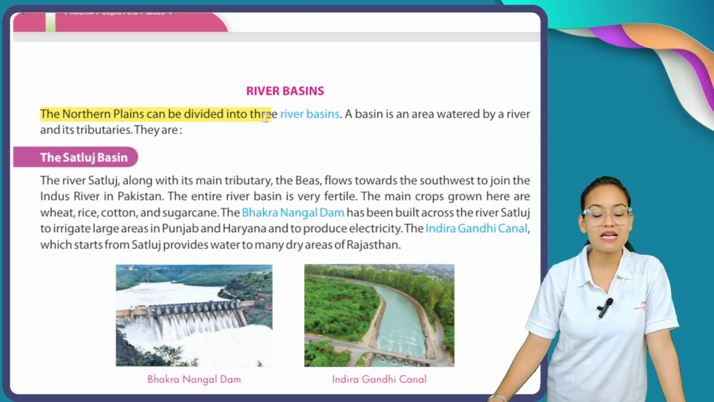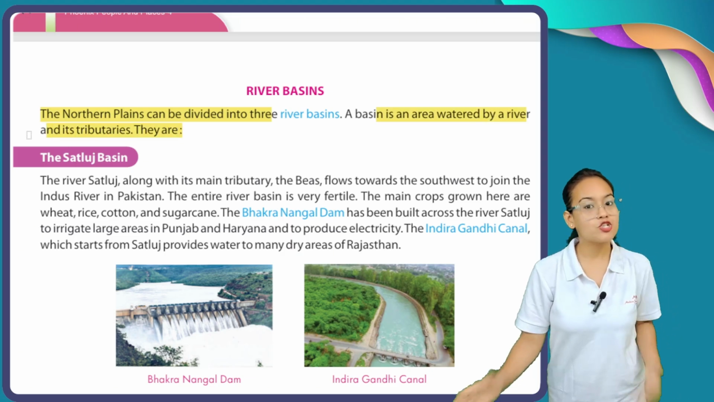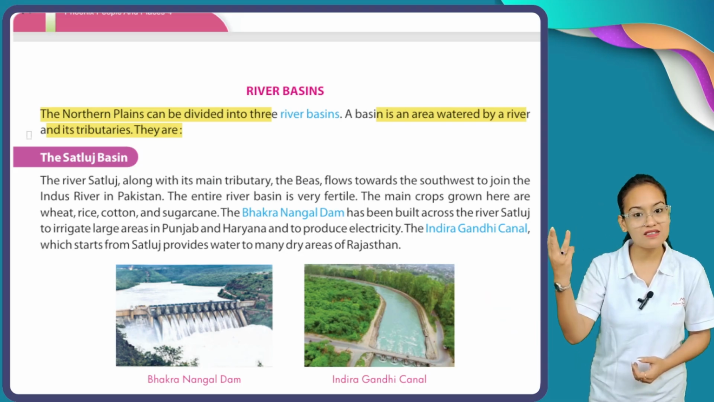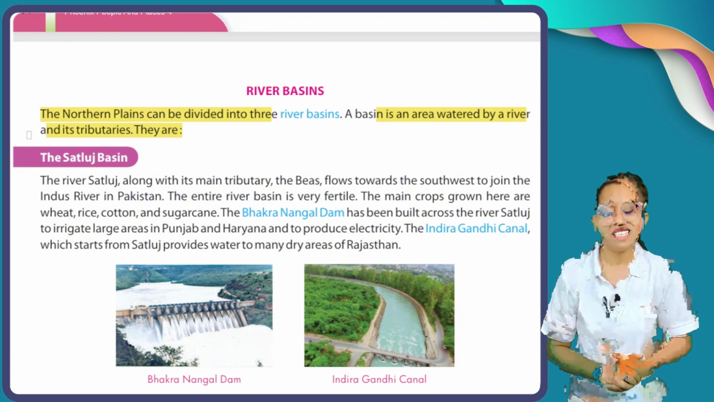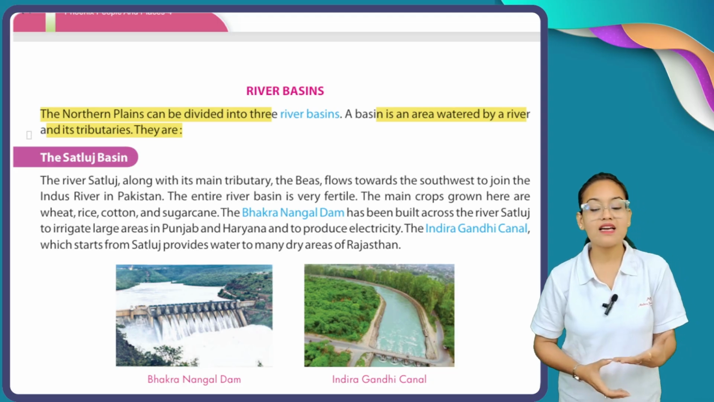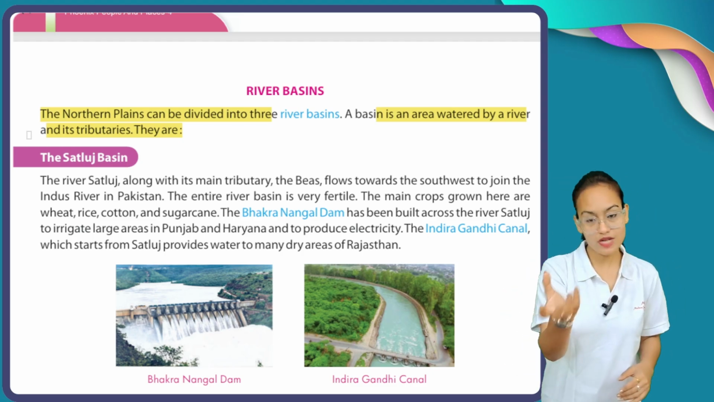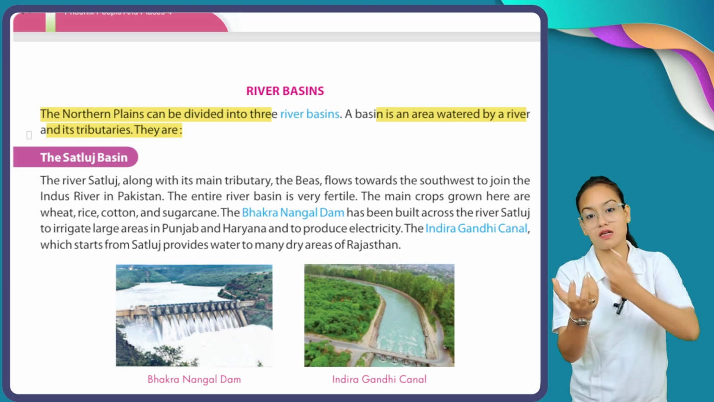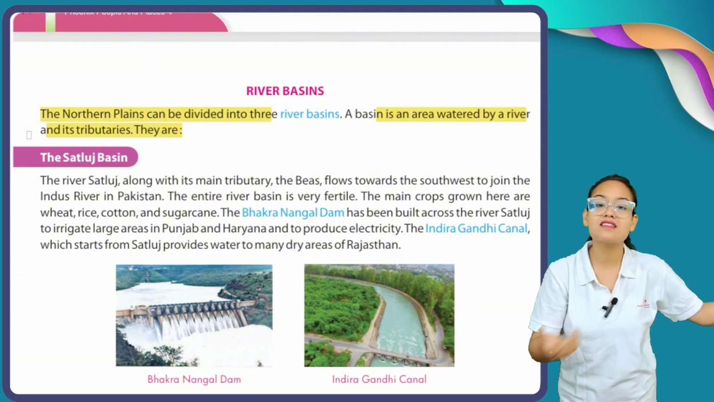The northern plains can be divided into three river basins. A basin is an area watered by the river and its tributaries. Just like the Himalayan ranges are divided into three parts, similarly your northern plain is divided into basins. Now, what is the meaning of basin? Basin means an area which gets water from the nearest flowing river and its tributaries. Now what are the names of those three river basins?